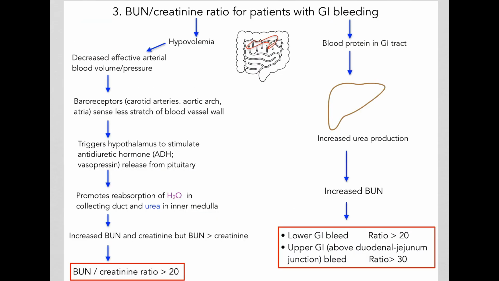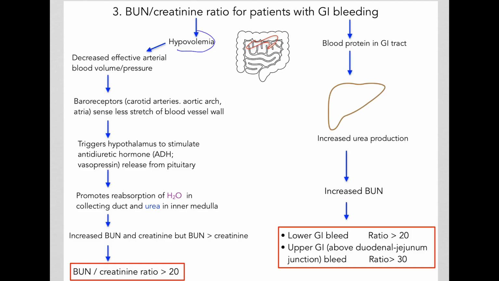The third application is in patients with GI bleeding. So when there is blood loss, in this case blood is being lost from the gastrointestinal tract, there is going to be hypovolemia. And what we discussed for pre-renal AKI, that's going to happen here too. The BUN creatinine ratio is going to increase to greater than 20.